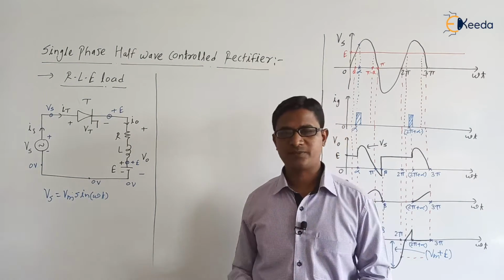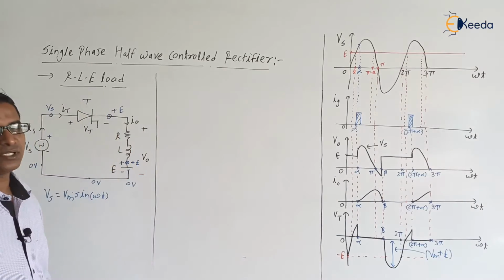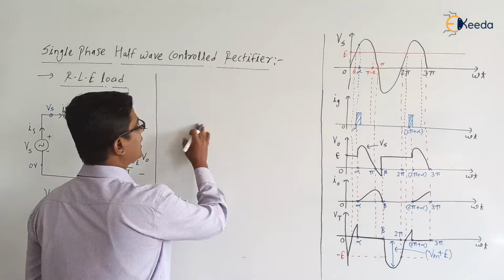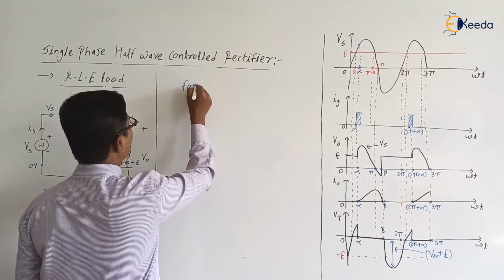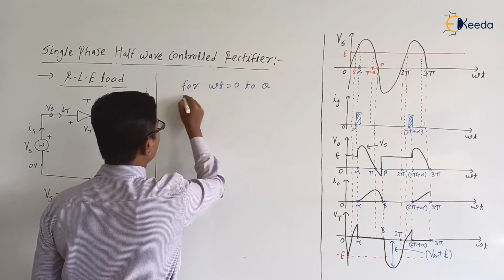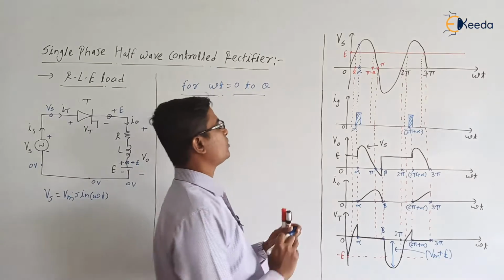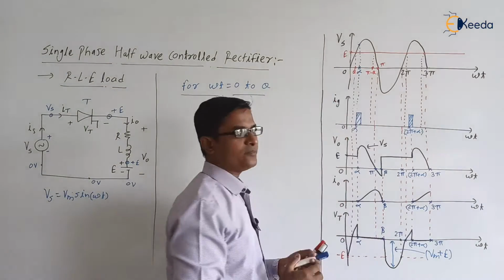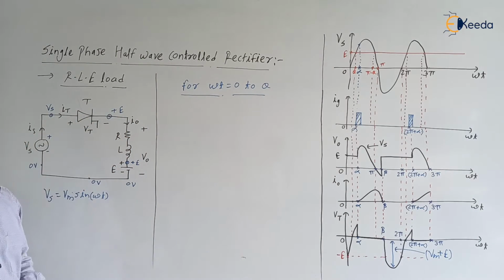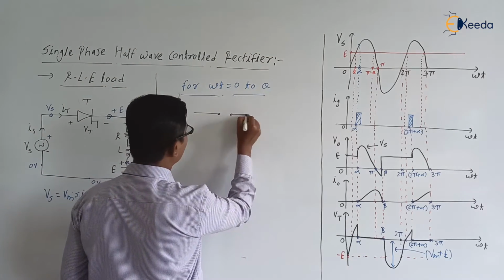Okay, so next, now we are going to discuss the circuit operation during different intervals. So here from omega t is equal to 0 to theta, let us discuss what will happen from 0 to theta. If you check from 0 to theta, Vs is less than E. If Vs is less than E, it means anode voltage is less than the cathode voltage. So thyristor will be in the off state. So here it is an open circuit we are having.